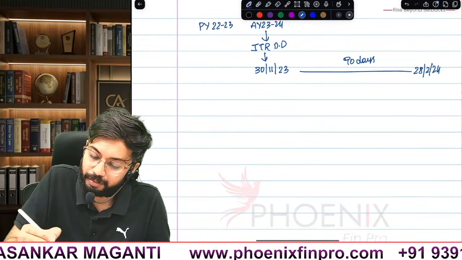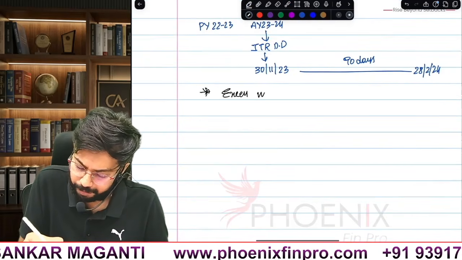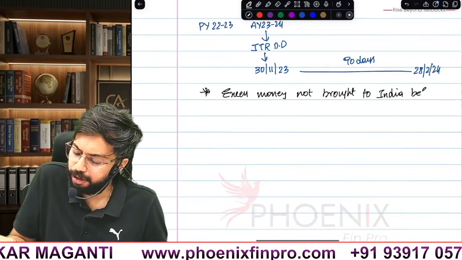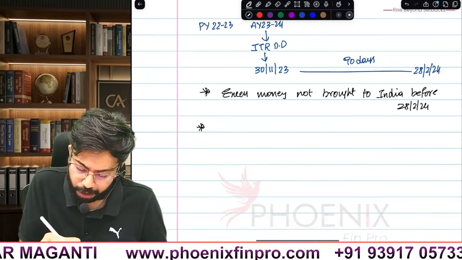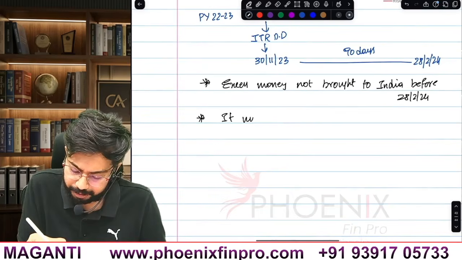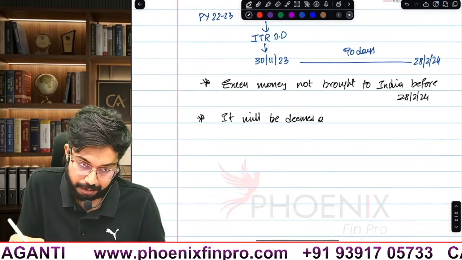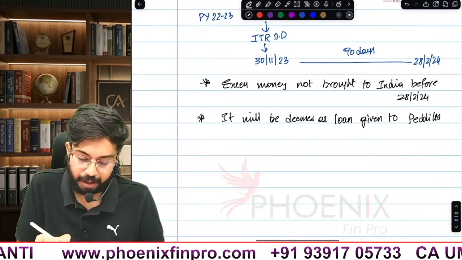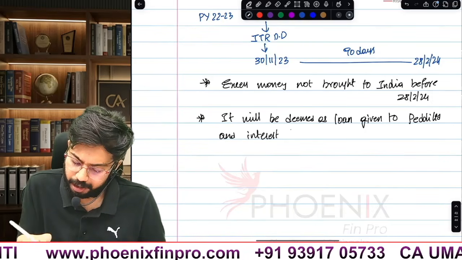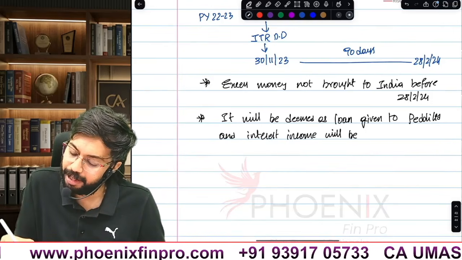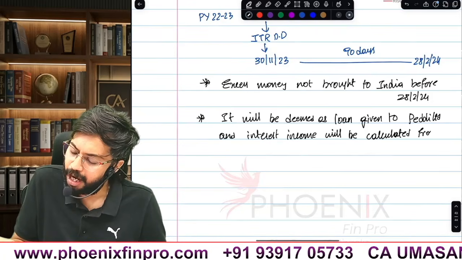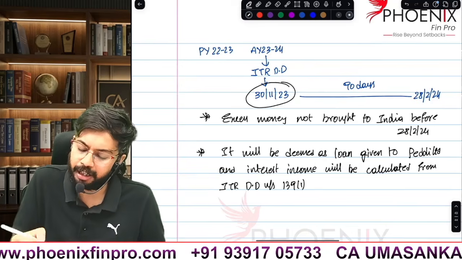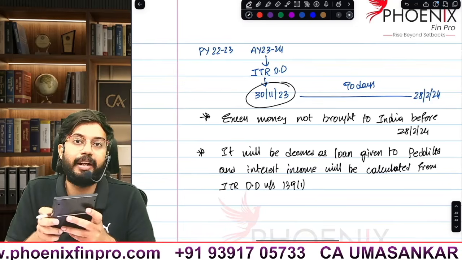So in the given question, excess money not brought to India before 28th February 24. As excess money is not brought to India before 28th February 24, it will be deemed as loan given to Petty Limited, and interest income will be calculated. From where will interest income be calculated? Interest income will be calculated from ITR due date under section 139(1). What is the ITR due date under section 139 subsection 1? ITR due date is 30th November 23. That means technically from 1st December 23 onwards, interest income will be calculated.